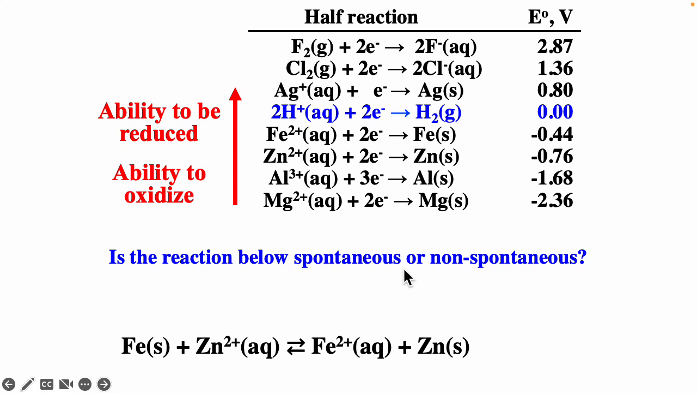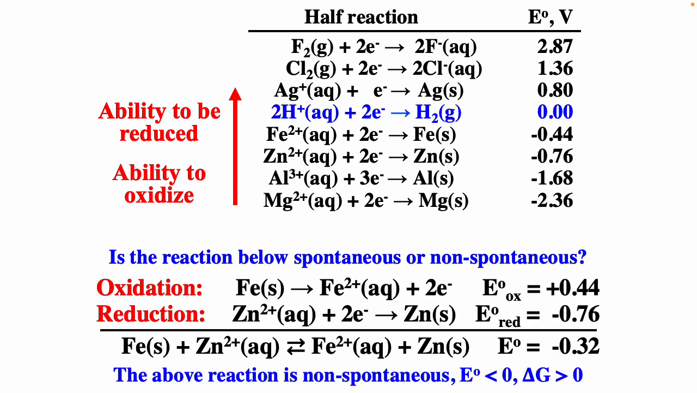For this reaction, we have iron plus zinc ions going to iron ions plus zinc metal. Here we need iron as a reactant. Here iron is a product, so we'll flip it, and that will give us a plus 0.44. Here we have the zinc ions, and so that's a minus 0.76. And so plus 0.44 minus 0.76 gives us a potential of minus 0.32.